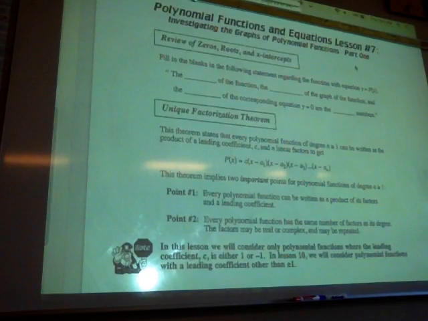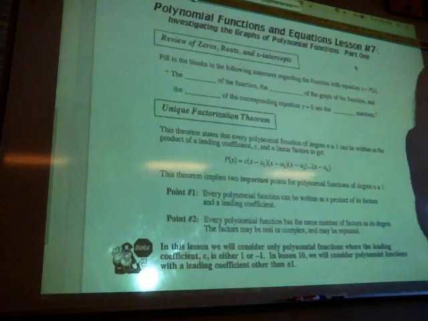Zeros and x-intercepts? They're all the same. Very good. That's going to be really important in this lesson, so we have to know what roots, zeros, and x-intercepts are. So basically the point on a polynomial that crosses the x-axis, and what is the equation of the x-axis? Y equals 0.